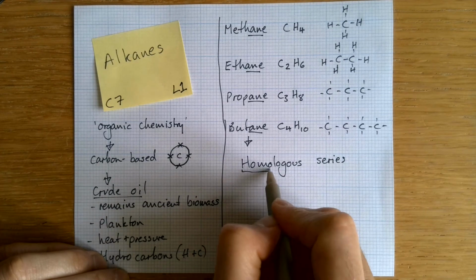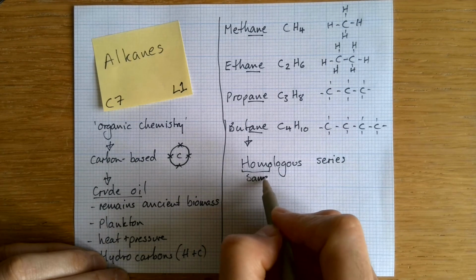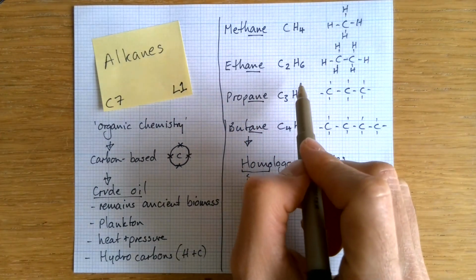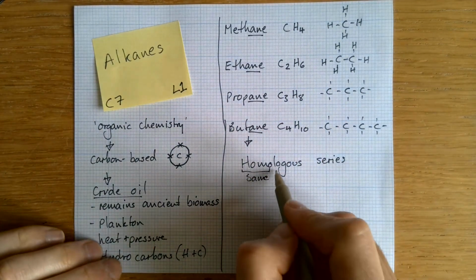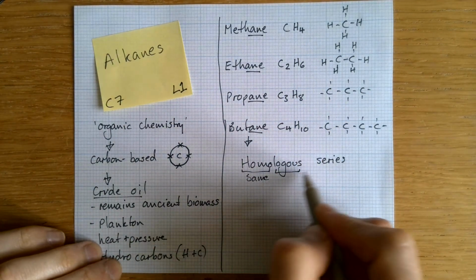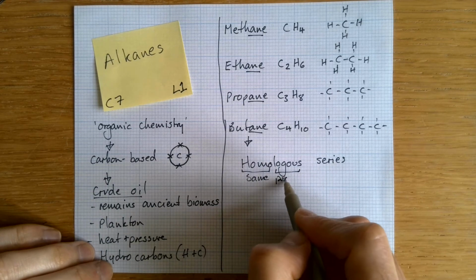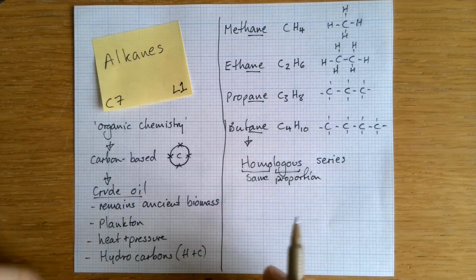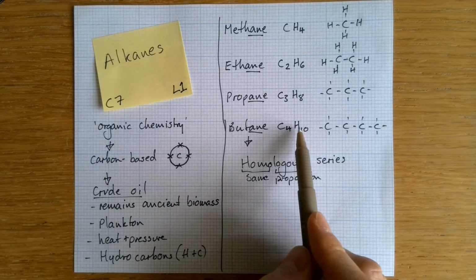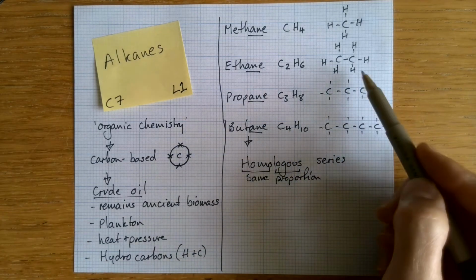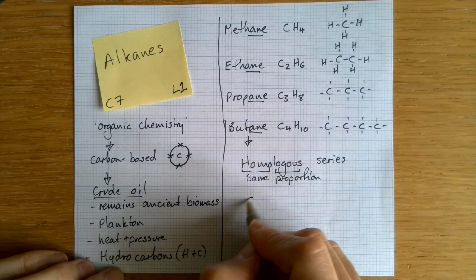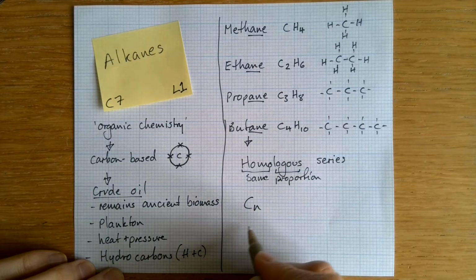Now, the word homo means the same. So they're the same because they all end in ane, they've all got carbon, and they've all got hydrogen. Logos means in proportion, sorry. So what have we got in proportion? Well, there's a relationship between the number of carbons and the number of hydrogens. It might not be obvious straight away, but let me just tell you what that is. We need to use a little bit of algebra to explain why they're in the same proportion.